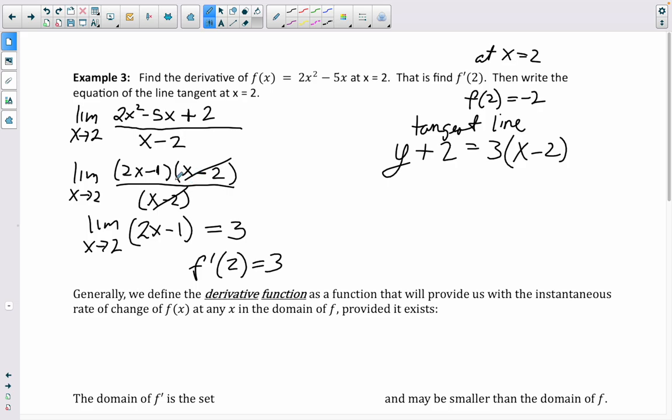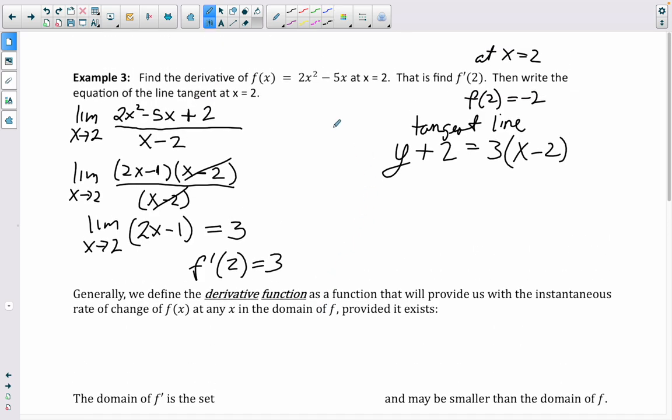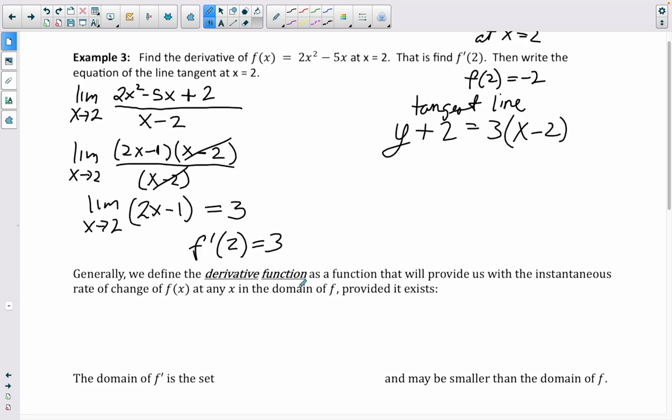All right, so moving forward, now we're going to start talking about the derivative function, whereas here we found the derivative at a value. The derivative function is a function that will provide us with the instantaneous rate of change. It will provide us the slope of the tangent. It will provide us, again, the instantaneous rate of change of f of x at any x in the domain of f, provided it exists.